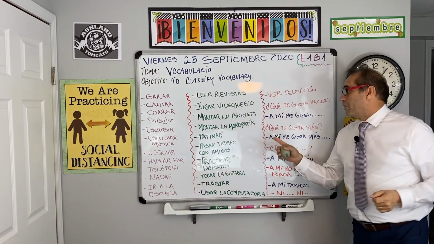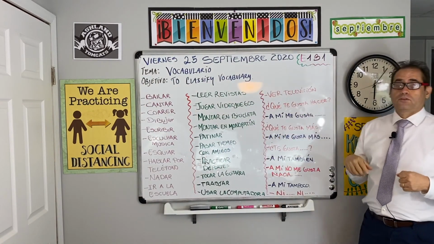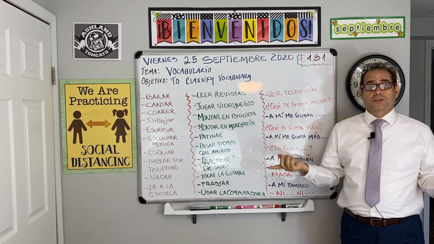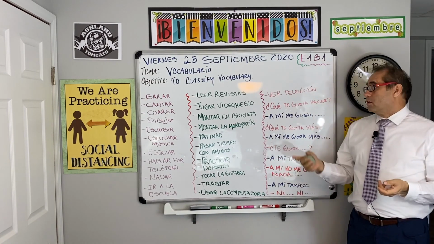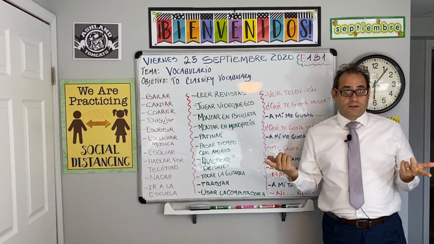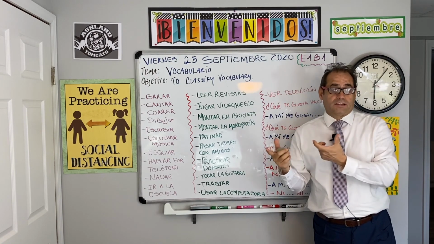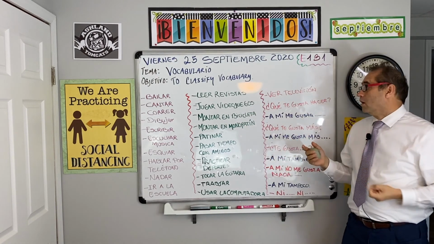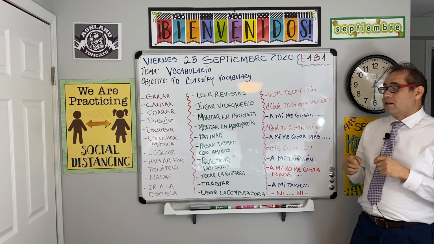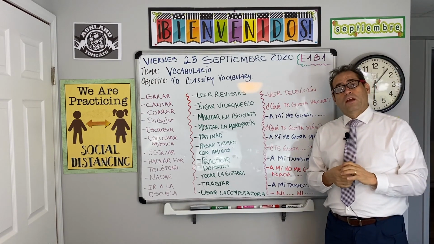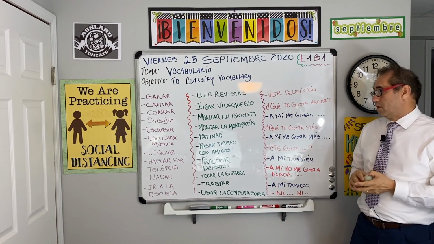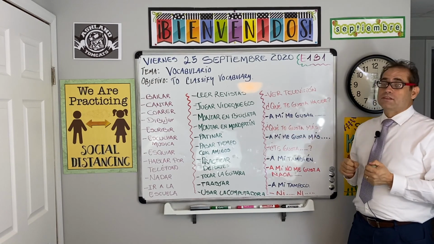In this side of the board, we're going to see ver televisión, to watch television. What do you do with television? You watch, right? Oh, television set is televisor. That is the appliance, the machine, the electronic. Okay, ¿qué te gusta hacer? That is something that we have been working on during these weeks. A mí me gusta. I like.